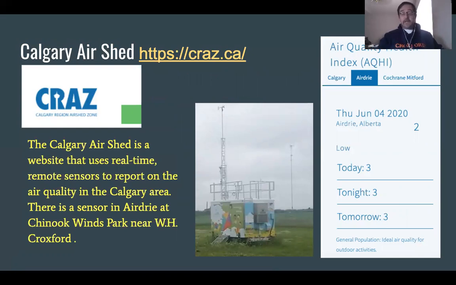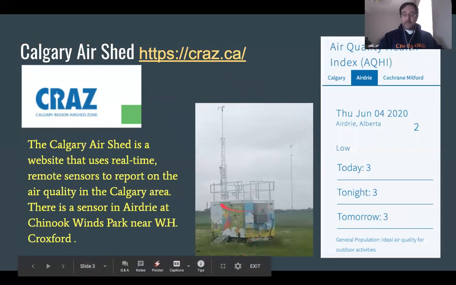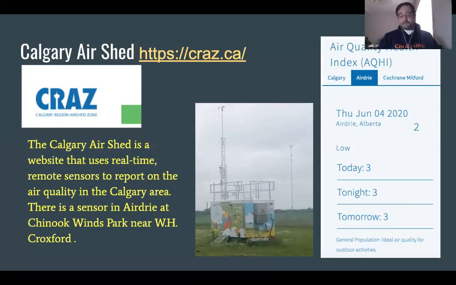The Calgary Airshed has a website where they report real-time remote sensor readings on the air quality in the Calgary area. This isn't the one that we have, but there's one really close to Crossfield. It's just over by the ball diamonds in Chinook Winds Park.